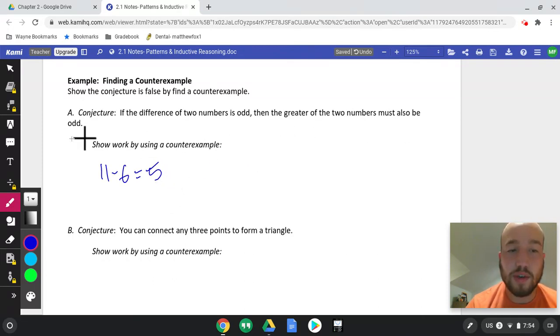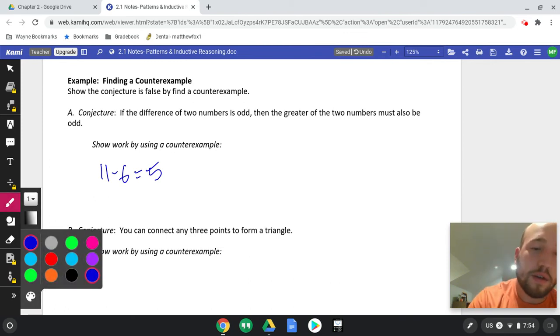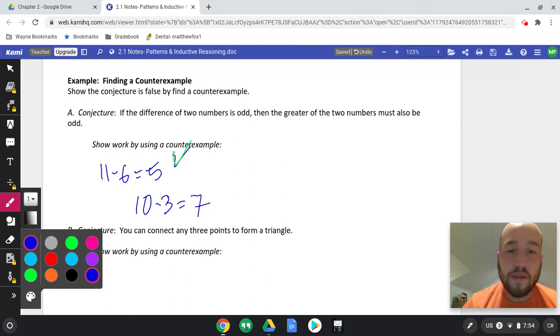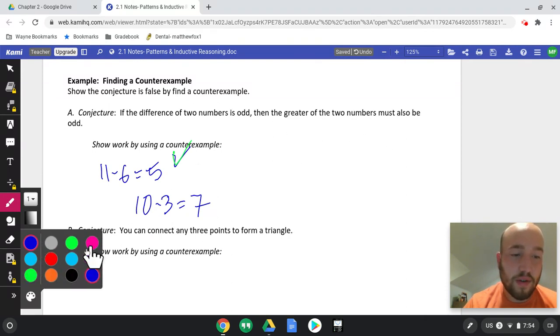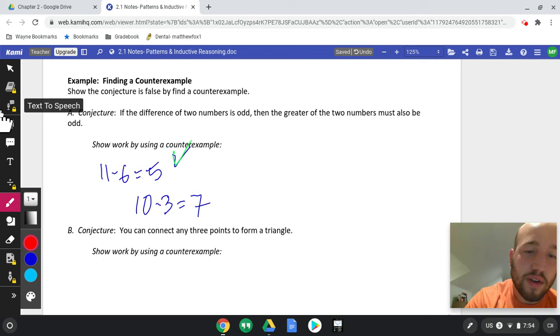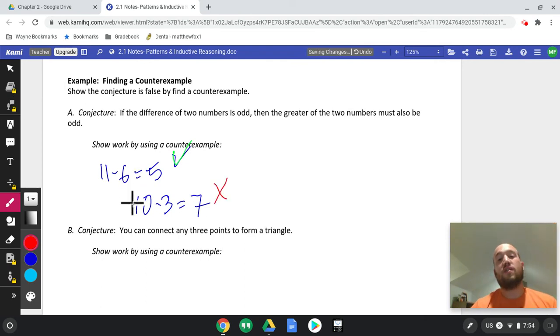The greater of the 2 numbers must also be odd. And in our case here, we showed that that is the case. However, that doesn't mean it always is the case. What if instead I did like 10 minus 3? That equals 7. The difference of those 2 numbers is also odd, but the greater one is an even number. So in this case, I have what is called a counterexample. And once I have one counterexample, it doesn't matter how many of the correct way I showed. As soon as I have one counterexample, this conjecture is false. It's no longer true about every scenario.